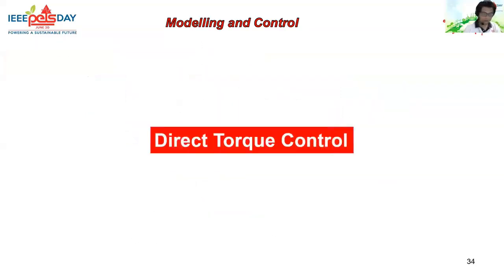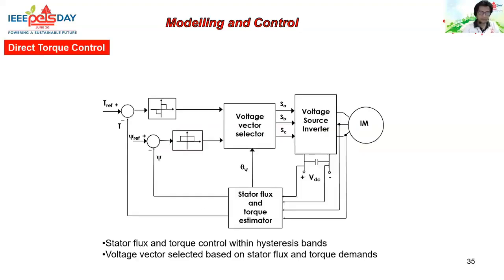direct torque control now. The direct torque control was introduced by a Japanese professor and a German professor about a decade and a half after FOC was introduced, right? The structure, as you can see here, is very simple. It has no frame transformation. It has no current control regulator here.